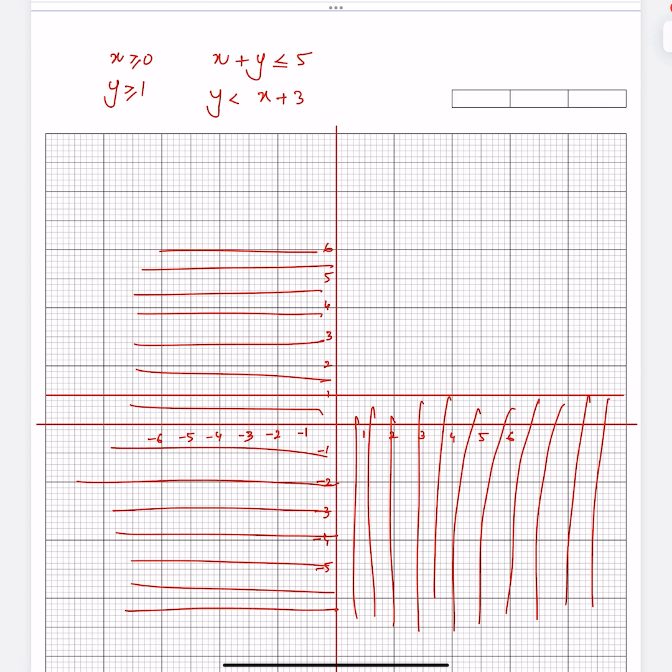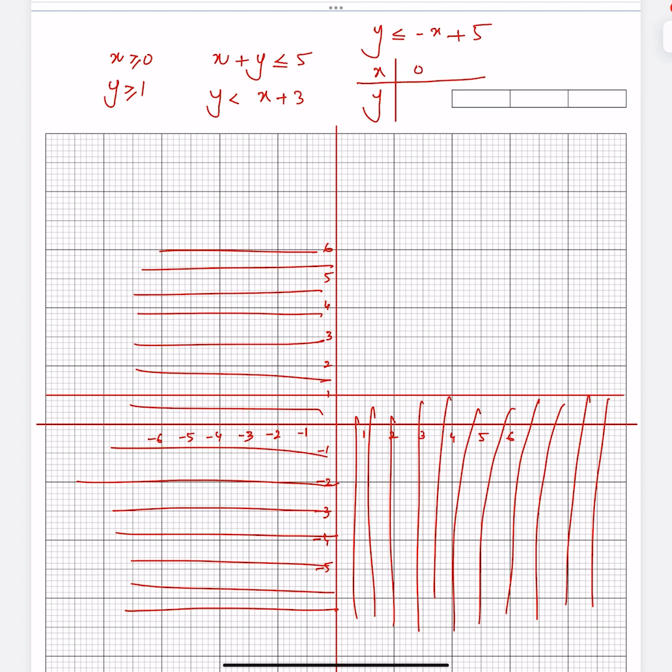And the third inequality is x plus y is less than or equal to 5. Now you have a choice. You can use coordinate geometry to draw it, or you can make y the subject of this equation and then you draw a table. Since x was positive on the left hand side, it becomes negative on the right hand side. You can choose any two values of your choice.